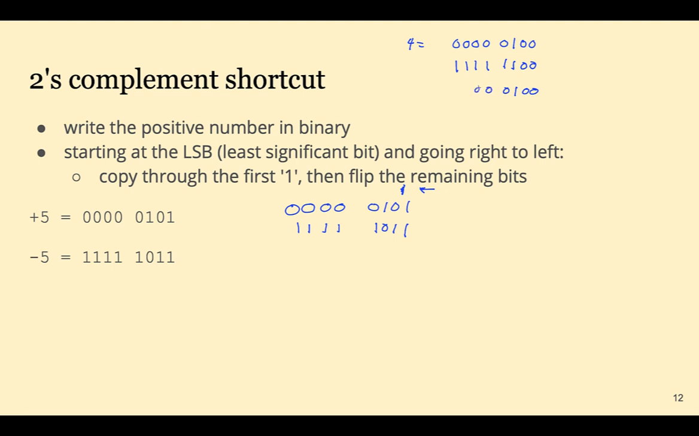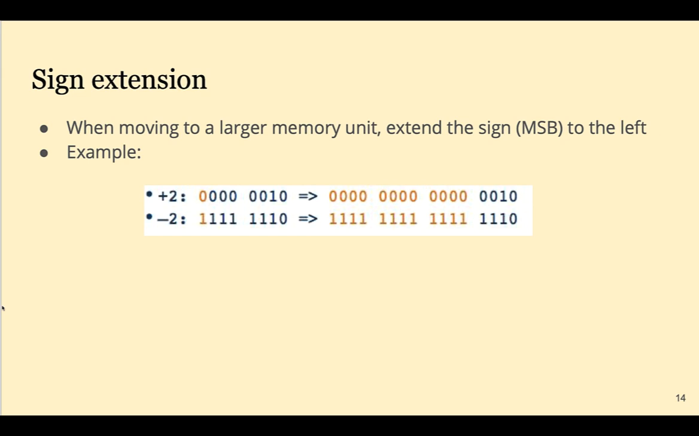When a signed number is moved to a larger memory unit, the sign is extended to the left. In a signed number 2's complement, the most significant bit is the leftmost bit. And this would get extended to the left to represent either a positive or a negative number.